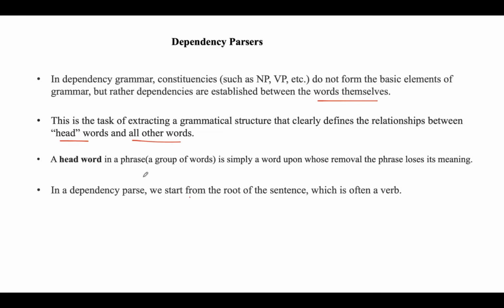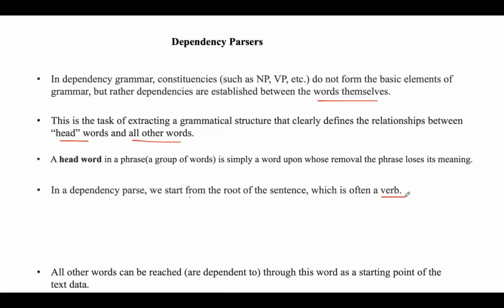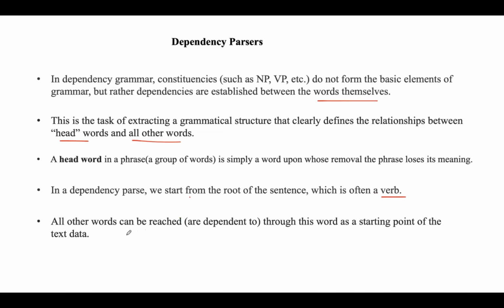And in dependency parsing, we usually start from the root of the sentence. We take the root word and start from that root. Usually we start with the verb, so the verb becomes the root word in the sentence. What about the other words? All the other words can be reached through this word. We already know that from the root word there will be a connection to every other node. Here also, in the words in a sentence, from the root word there will be a connection to every other word. So all other words can be reached with the help of this root word.